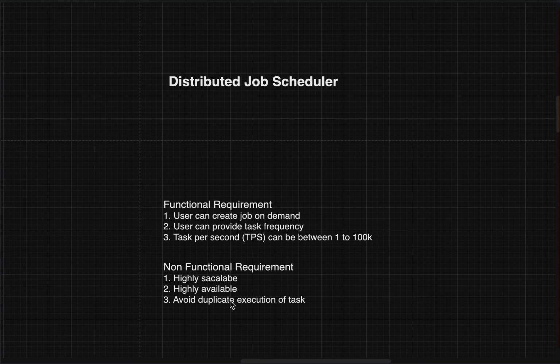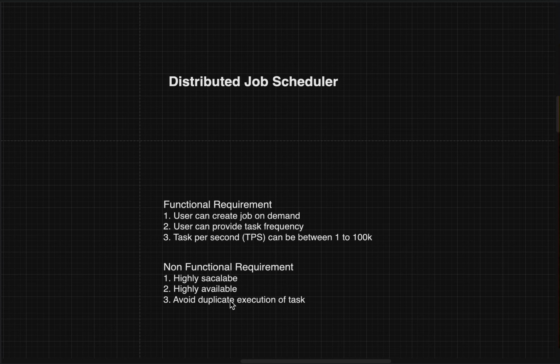Also, we have to make sure that one job is executed only once. By this, what I mean is, if a job is scheduled to execute at 10 a.m., it should not execute twice at 10 a.m. It may repeat as per the frequency which is provided in the input of that job. That is okay.